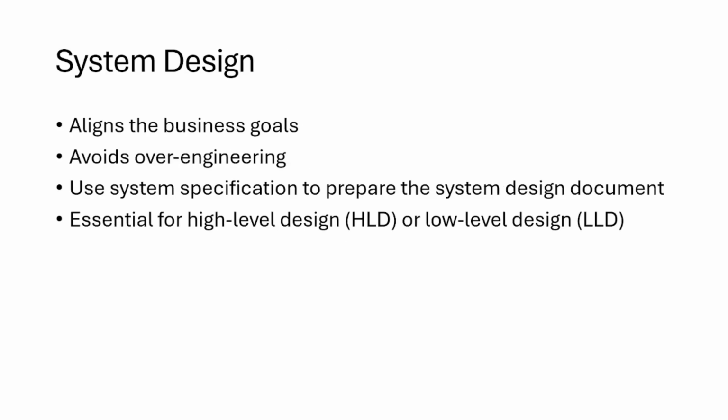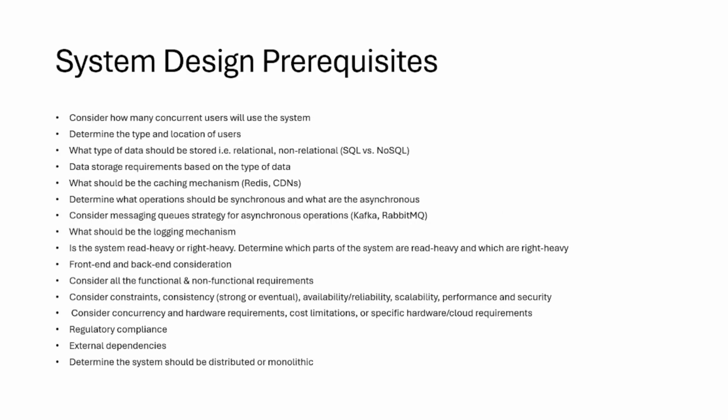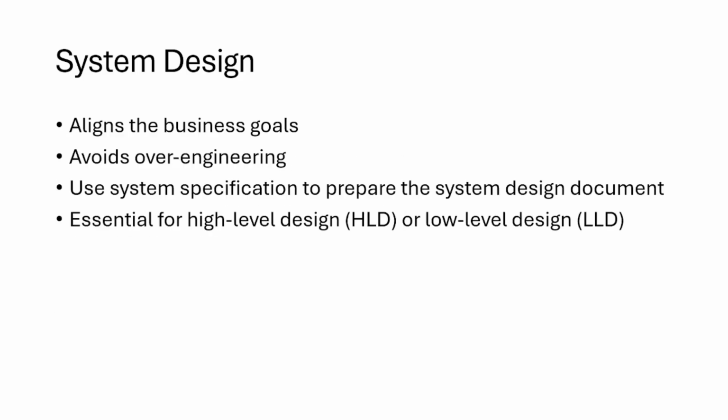After you specify the system and determine the system specification, then before the system design, you should align the business goals. You should avoid over-engineering, so that there is nothing more or less than needed, and you should not make the system complex. Use the system specification to prepare the system design document, essential for high-level design or low-level design.